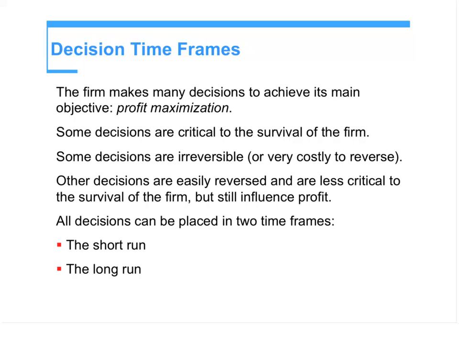Other decisions are easily reversed or less critical. So there are decisions that are easily reversed and less critical. All decisions can be placed in two time frames, short run and long run. So we basically can make decisions based on two terms, short term and long term.